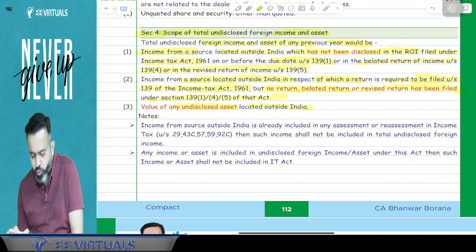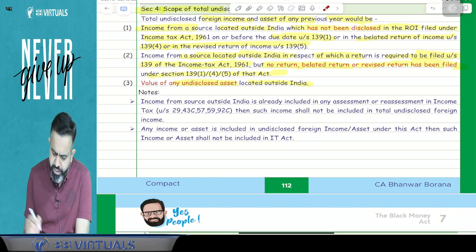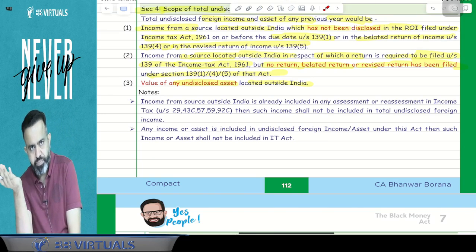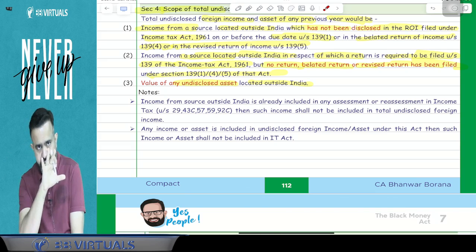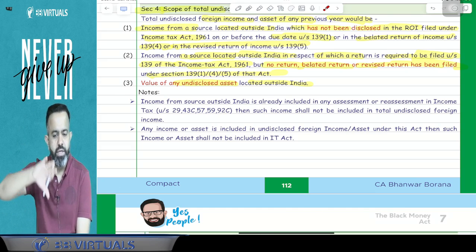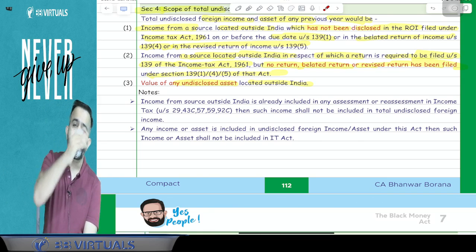Now, some notes are given, and these notes are very simple and logical. Two notes are given, and these two notes say that, guys, if any of your income is already covered in the Income Tax Act, then obviously it will not be covered in the Black Money Act, or vice versa. Suppose any undisclosed income or asset is already covered in the Black Money Act, then it will not be covered in the Income Tax Act.